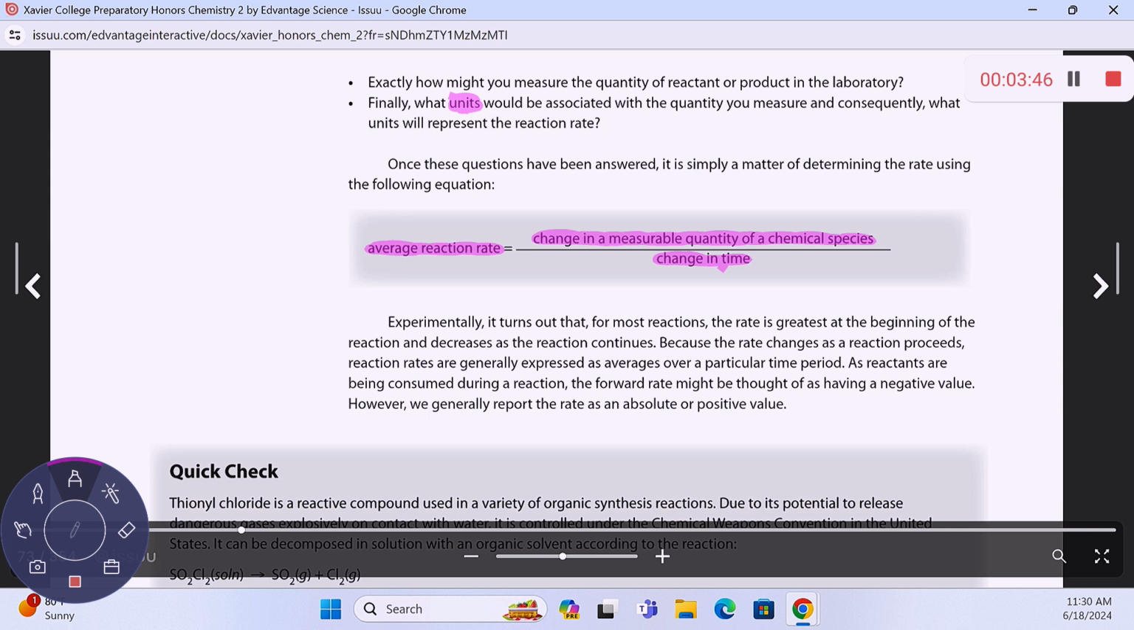But the one thing that you need to know is it doesn't matter whether you're measuring a reactant being consumed or product being produced. We generally report the rate of a reaction as a positive value. So we always take the absolute value. Even if it's a negative value, you would make it positive.